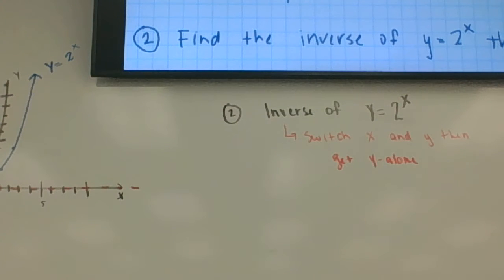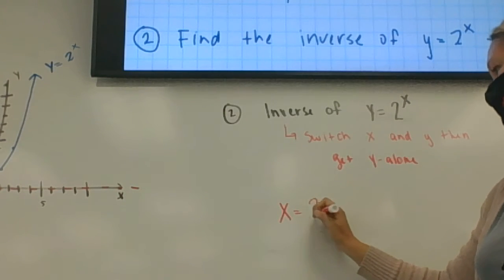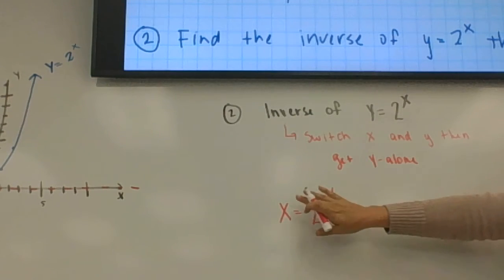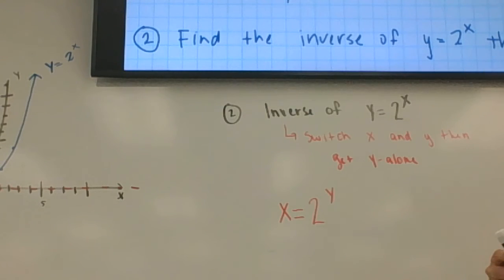Okay, that word inverse, your brain has to know, means to switch x and y and get y alone. So when I switch, I get x equals 2 to the y. So now I'm really left thinking, how do I get y alone? You got it? Yes. Okay.